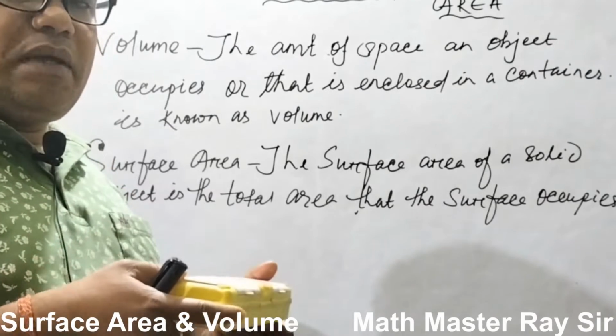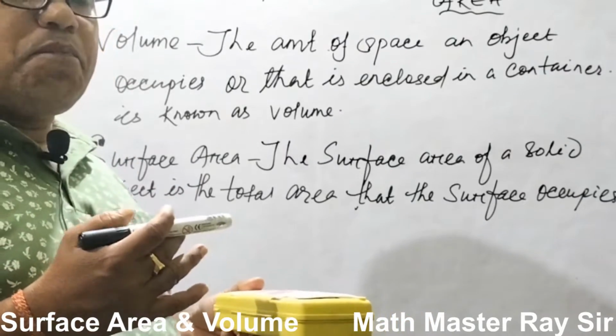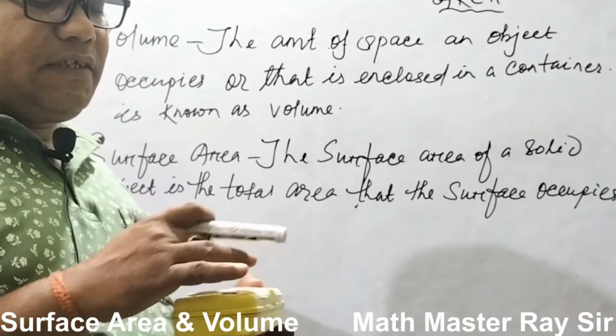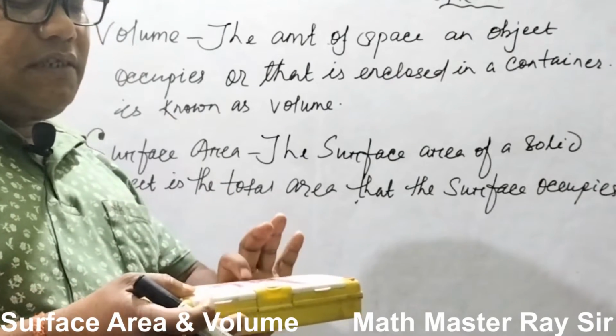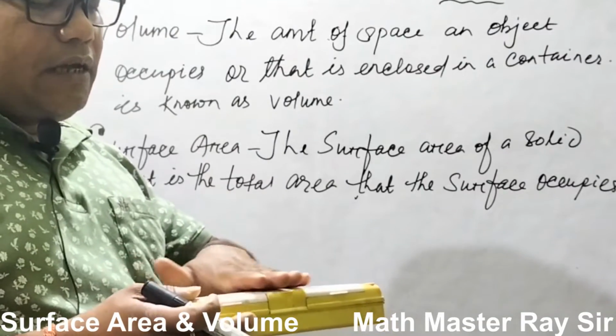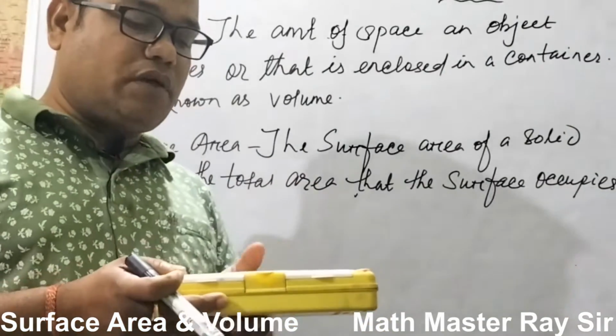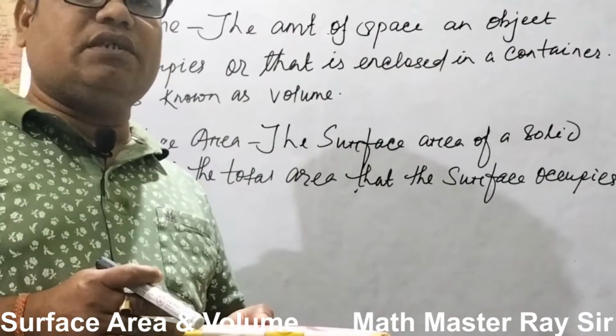Now, how much space has it occupied? This is the volume, and what is the total surface area? Surface area means how many faces it is having. A cuboid, how many faces is it having? 2, 4, 6 faces. That's right. The area of this face, the area of this face, the total area of the 6 faces is known as the total surface area.